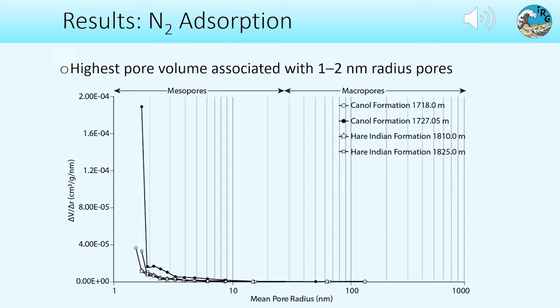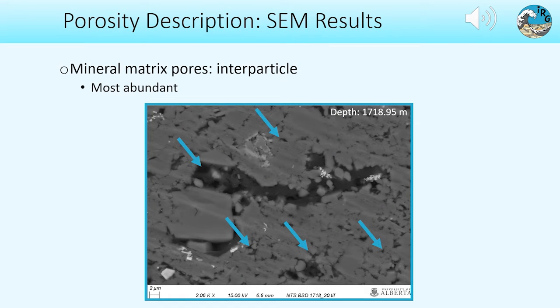And I know pores in all mudstones are quite small, but here the highest pore volume by far is associated with the very smallest pores that can be detected with this technique, which will have some significance later on when I compare this group to other fine-grained reservoirs in North America. Next, I'll go through the different pore types observed here.